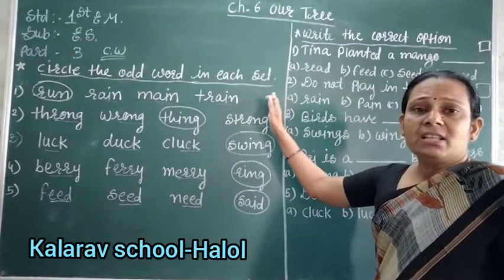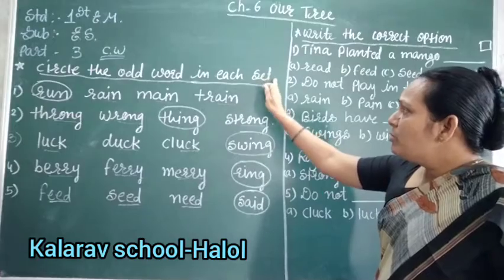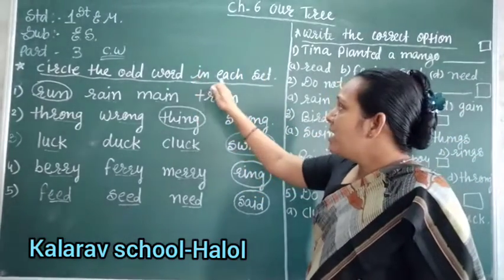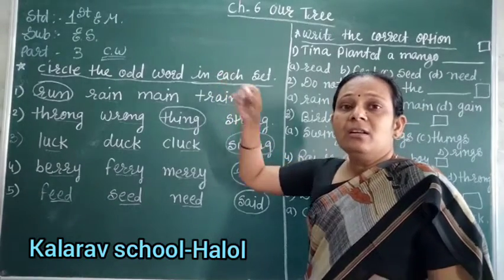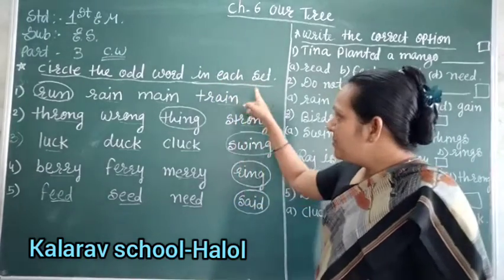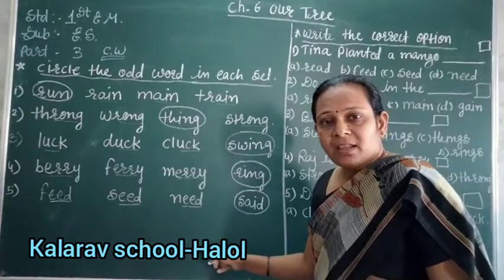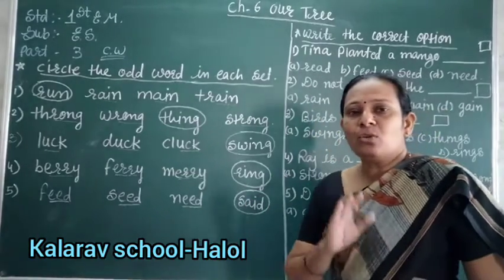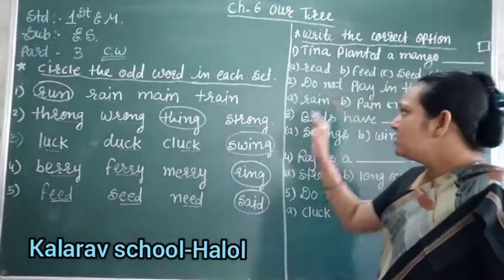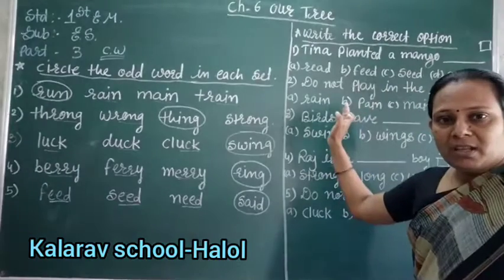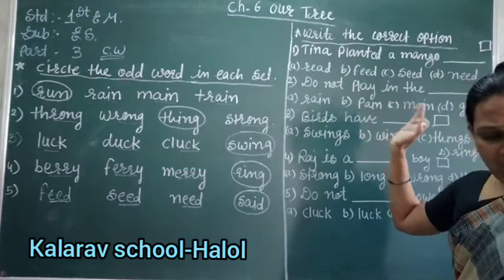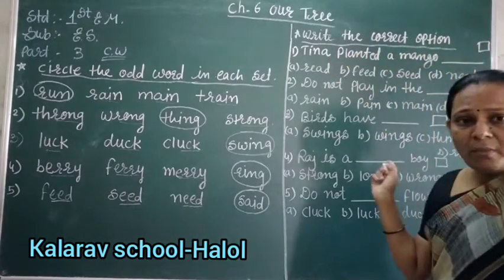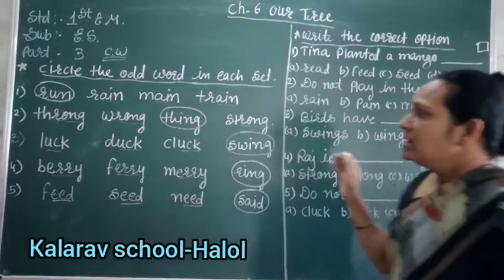Now look here. Children, you have to write this one in the CW. You make a date also. Day, everything you have to write, and the heading with big letters. Then write it in the CW on a new page, and leave the previous page, but don't write on that page. Write this one on the new page. Okay? Now, write the correct option. Right?